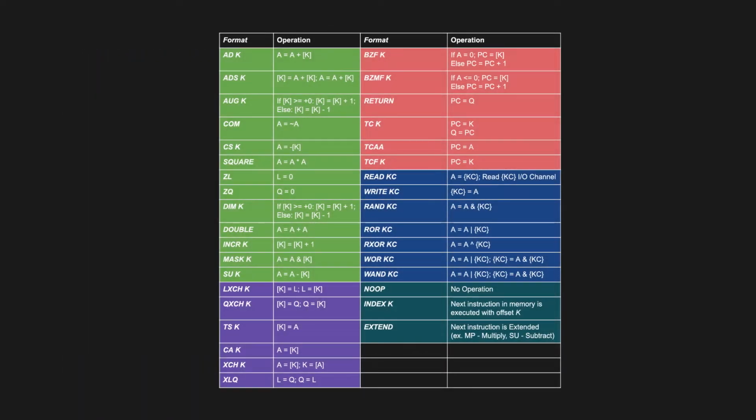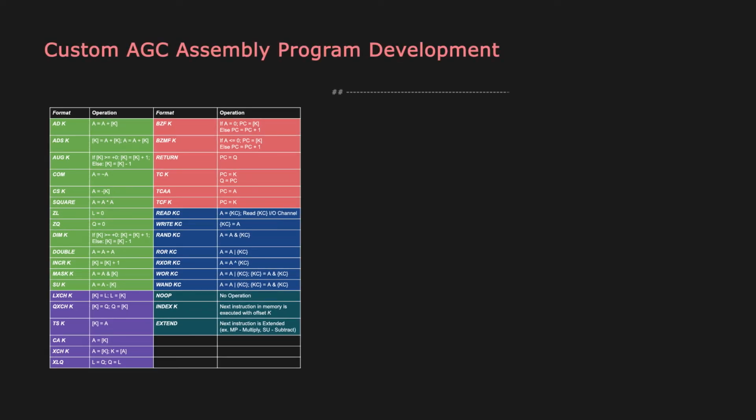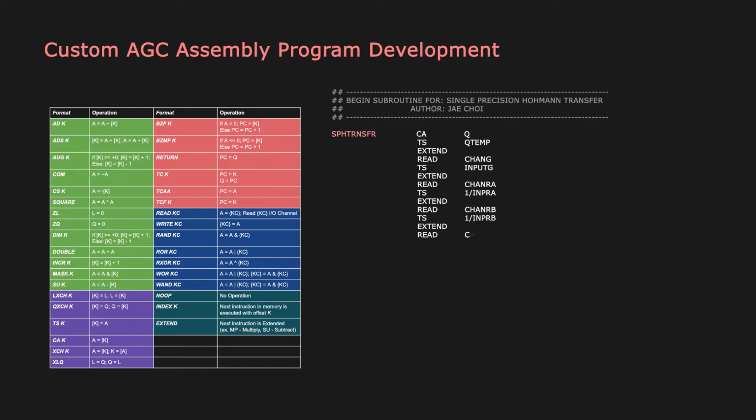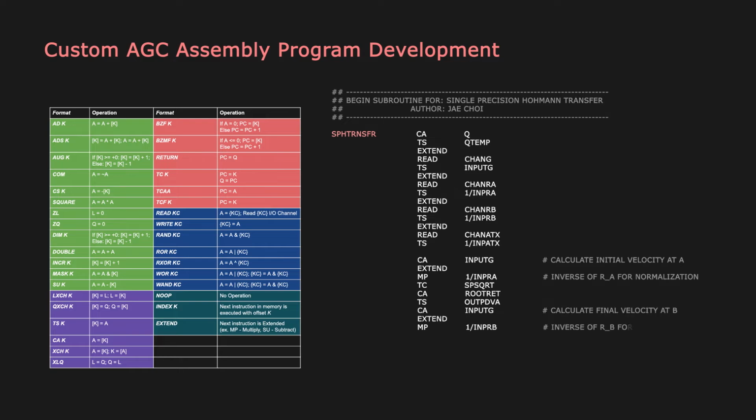Using the implemented AGC ISA, a custom AGC demonstration assembly code was written to showcase basic orbital mechanics. Here we see a subroutine for calculating burns for changing orbits, known as the Hohmann transfer. The majority of the demo code was written by us, with some sections being borrowed from real Apollo missions.